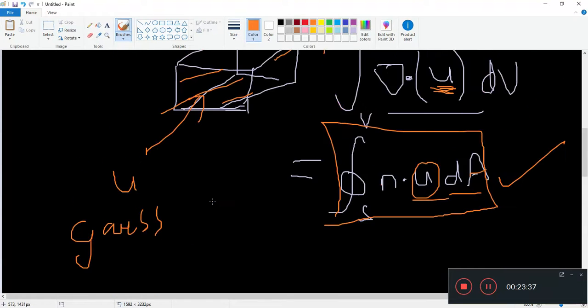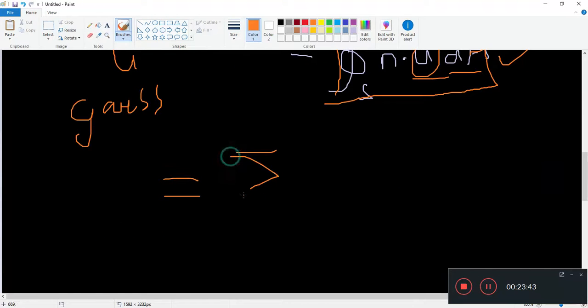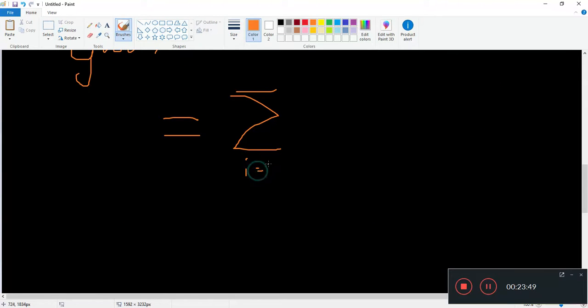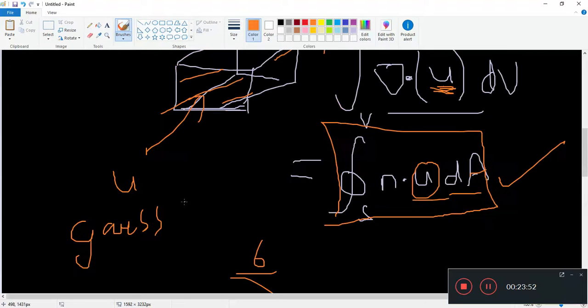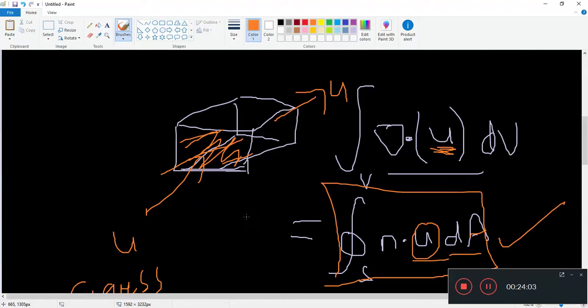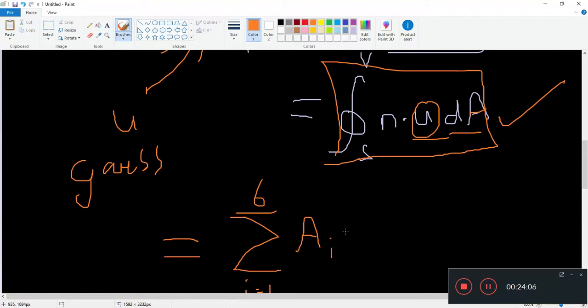Okay, so how is this surface integral calculated in OpenFOAM? Basically, I have to sum from i equals 1 to 6, since this is a hexahedral cube, or I can put n faces. So I have the area of this. And of course there's a dot product here, so if this is a vector especially, I have a cosine theta between the u and the normal to the area, and of course we have u at the face.